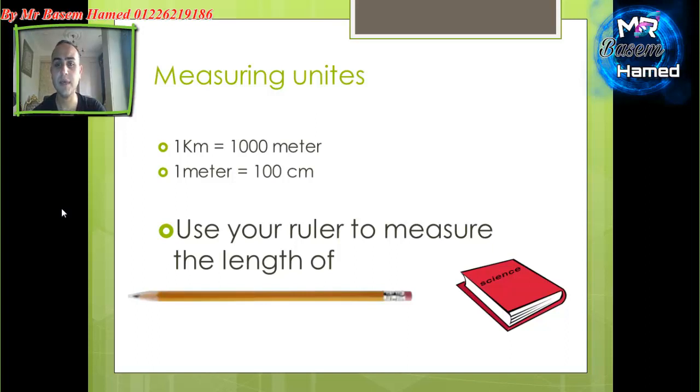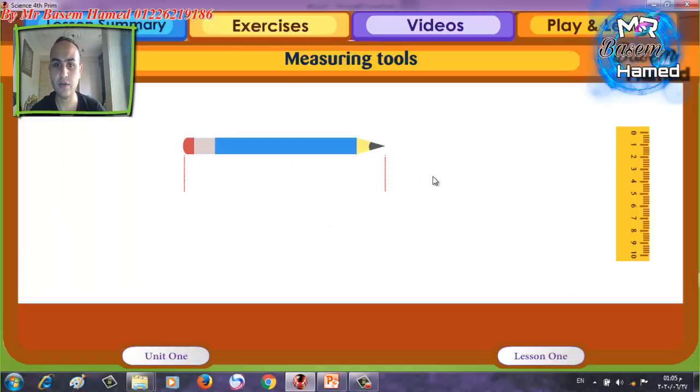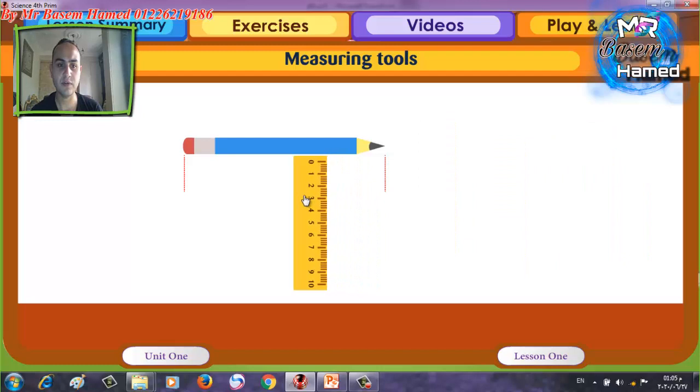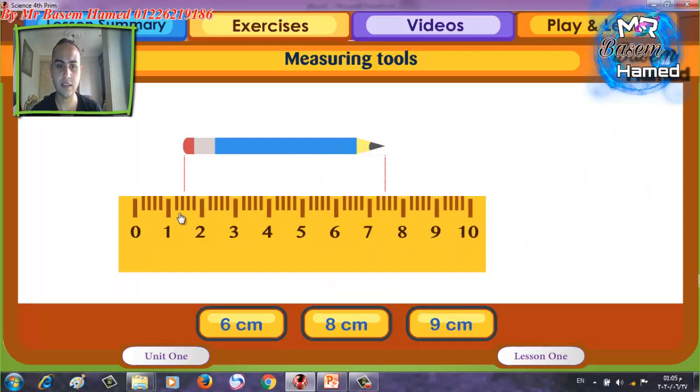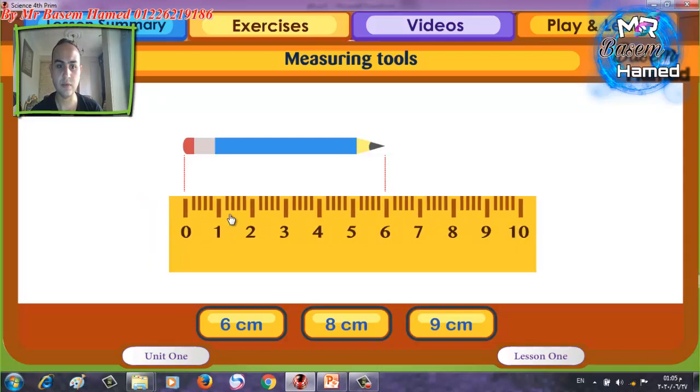Let's see a video that may help you to understand more what I explained. I want now to measure the length of this pencil. Is the length of this pencil long or short? I think the pencil is very short, so we use the ruler. Keep zero as your start point, and let's see its length. 0, 1, 2 centimeters, 3, 4, 5, 6 centimeters. So the length of this pencil is 6 centimeters. Excellent.